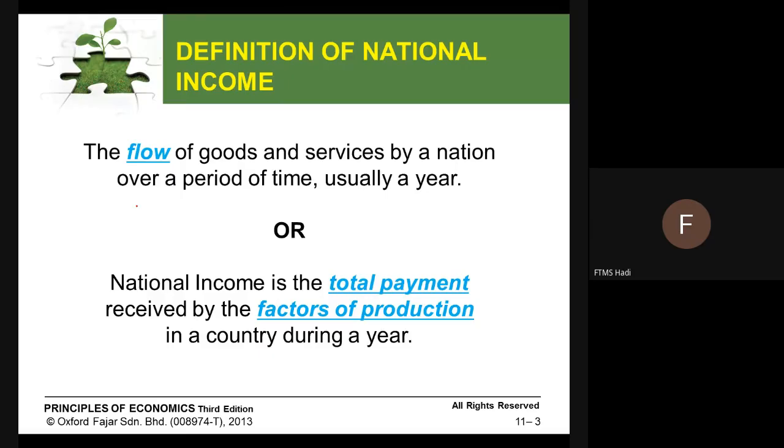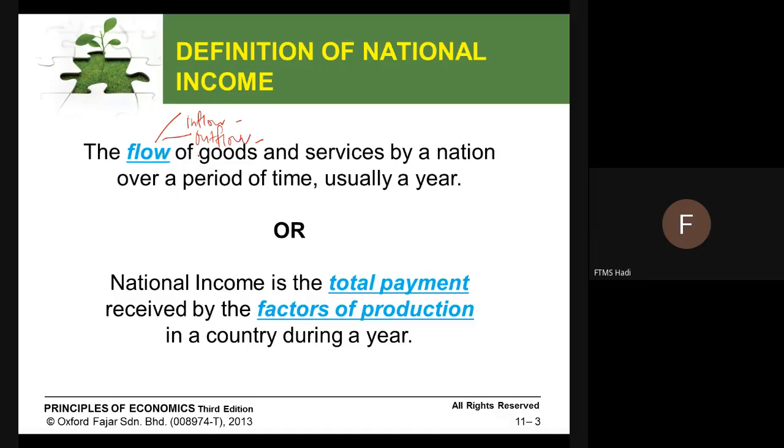So there are two flows, which are goods inflow and goods outflow. That means they have goods coming in, which is inflow, and the second one will be outflow. In Malay, barang masuk dan barang keluar. By a nation over a period, usually a year. So that is a definition of national income.